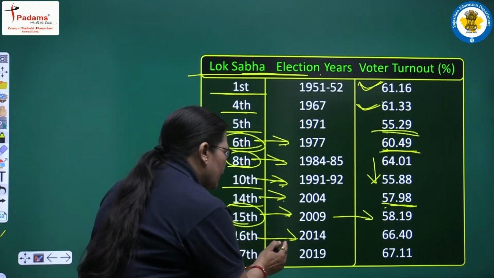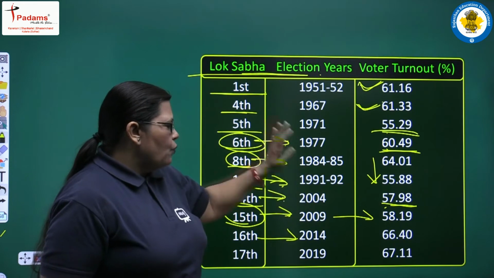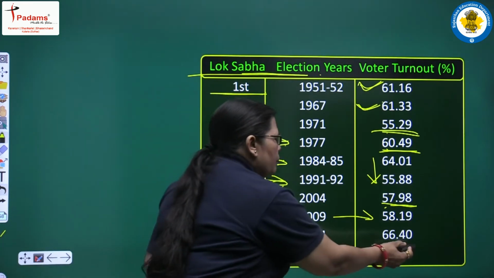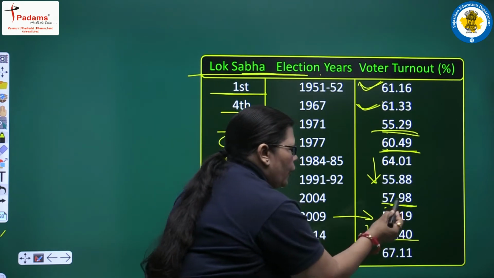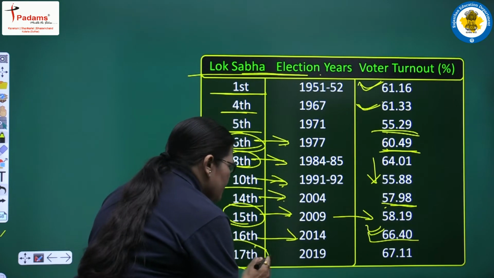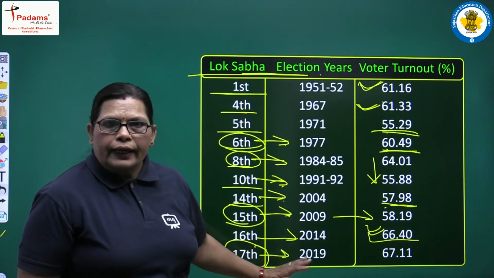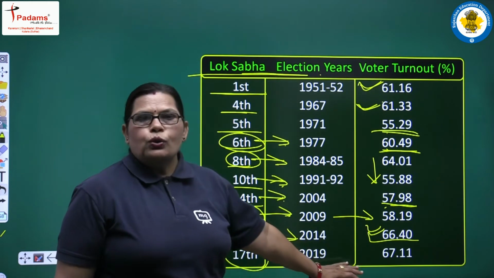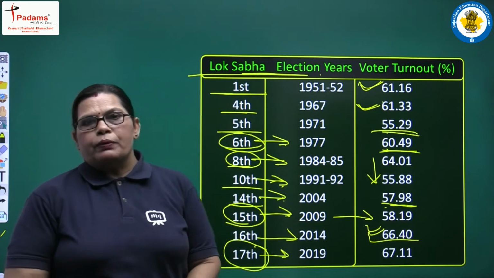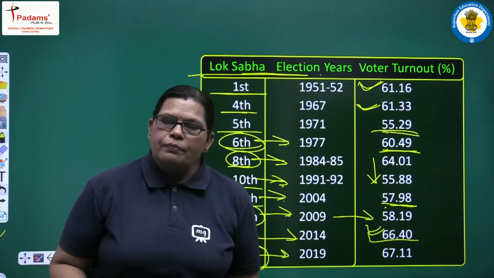When we are considering the 16th Lok Sabha, which was held in the year 2014, what happens, students? Voter turnout percentage was 66.40, and the 17th, yes, the last one which was held in 2019, at that time voter turnout percentage was 67.11%. It means sometimes it is upraising and sometimes it is downraising.